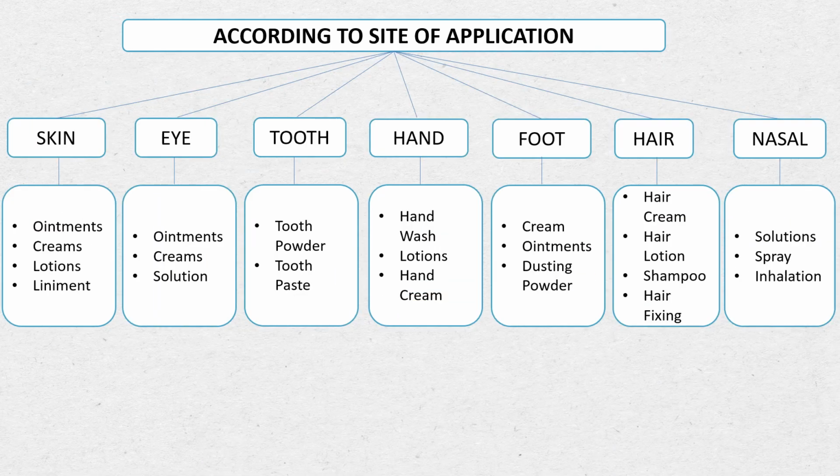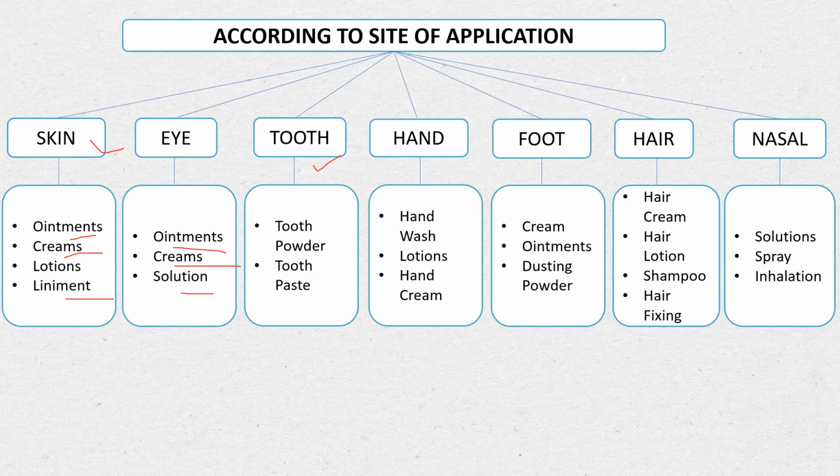Now we'll discuss classification of dosage form according to site of application. It is divided into various categories. First, that is skin. For skin, there are ointments, creams, lotions and liniments. Next is eye. For eyes, there are ointments, creams and solutions that can be used for infections or any problem related to the eye.